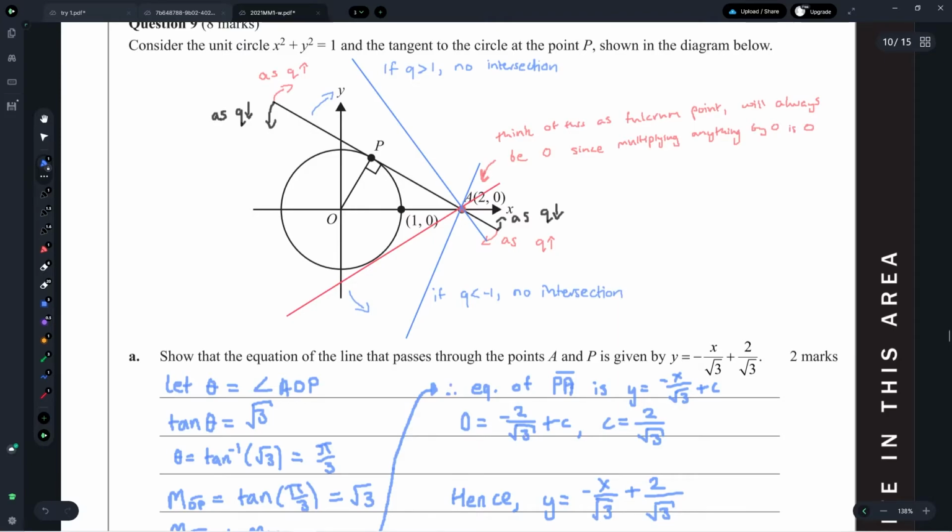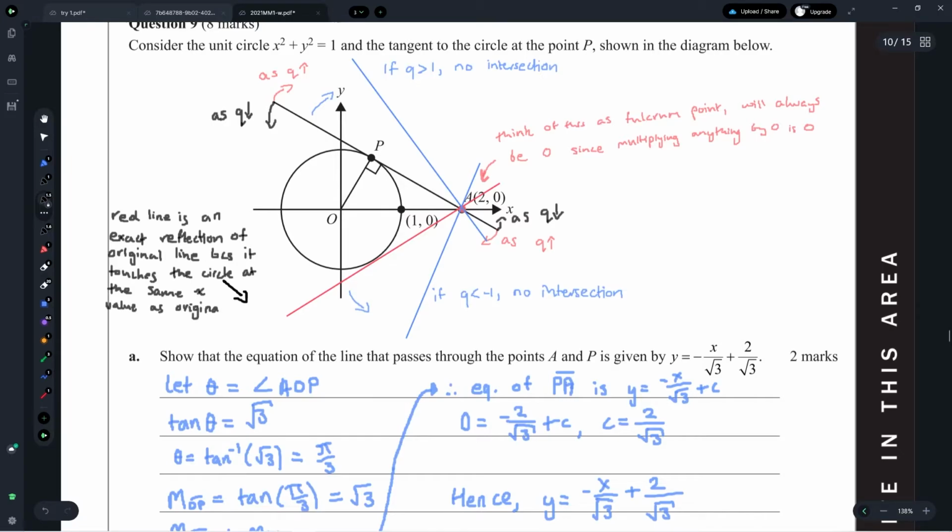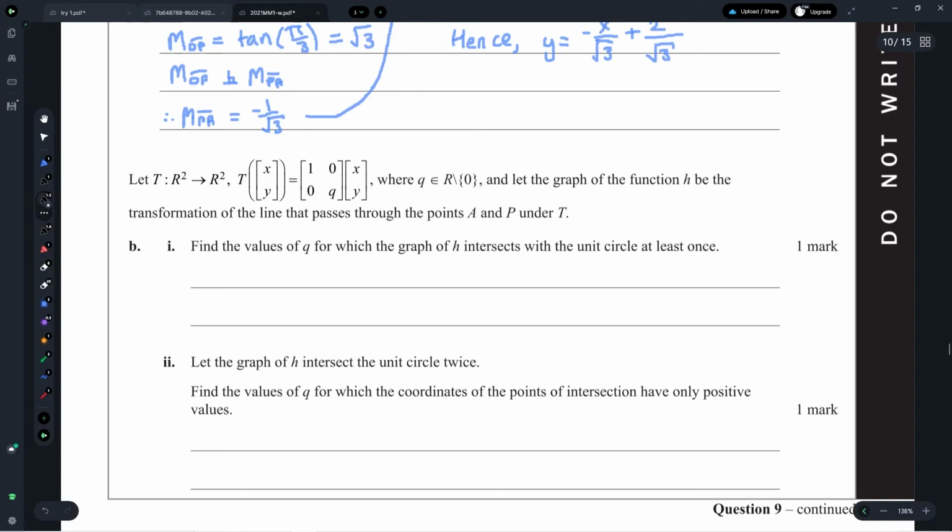Now we know that the red line is an exact reflection in the x-axis, because look at point P and then think of the same x value but negative, that's where you get the red line intersecting with the circle. Therefore, it's an exact reflection, because the same x value but the y value negative gives you the other intersection point. So if it's an exact reflection, then we dilate it by -1. So q is -1. That gives you that red line.